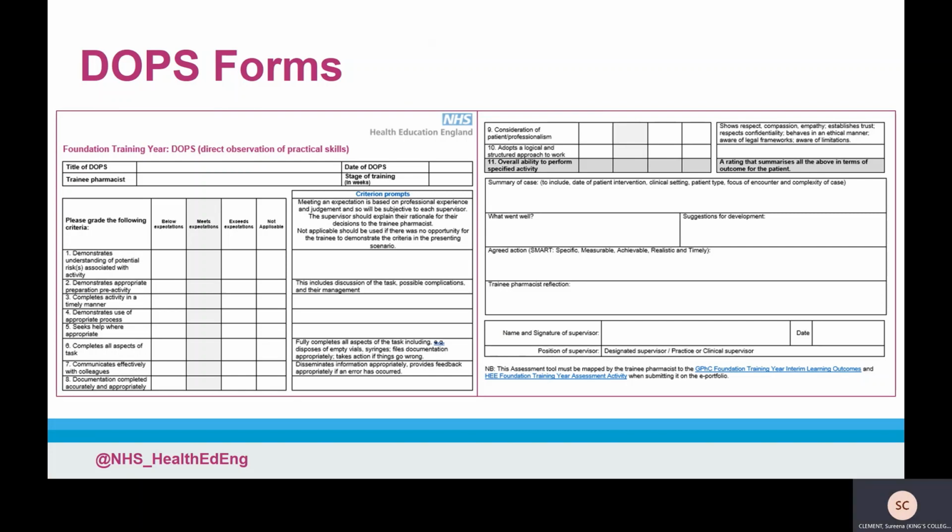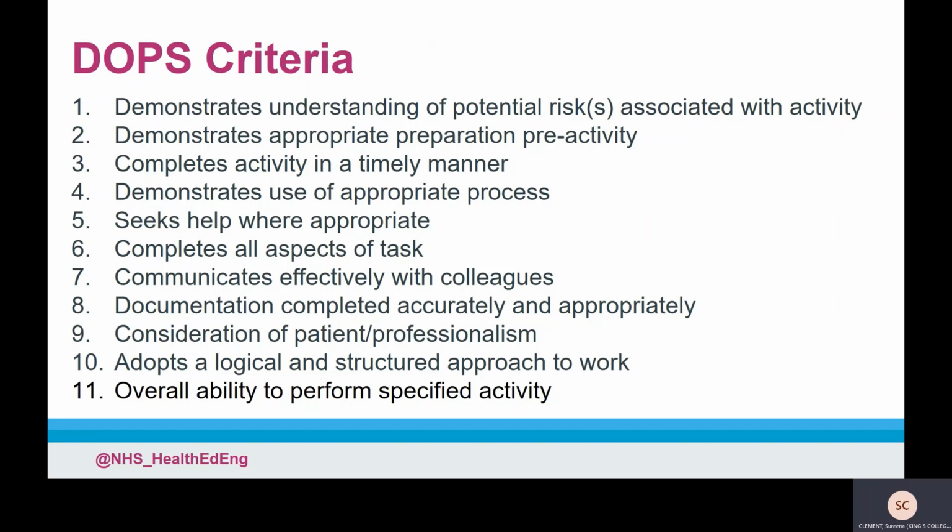The DOPS has criterion prompts to assist supervisors during the observation of the trainee. There are 11 criteria within the DOPS which focus on the trainee's ability to undertake the activity being observed. It does not test the attitude, knowledge or behaviour of the trainee. For some of the criteria, the DOPS form provides prompts for clarification to assist the supervisor and trainee.